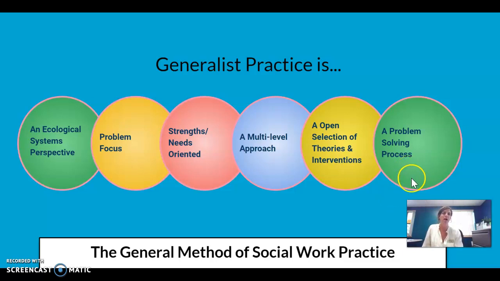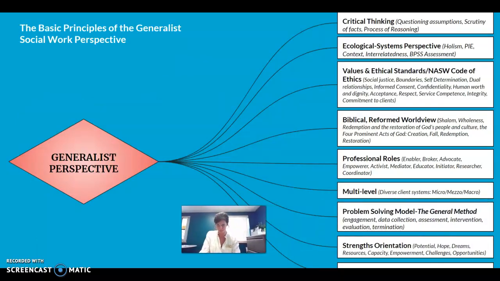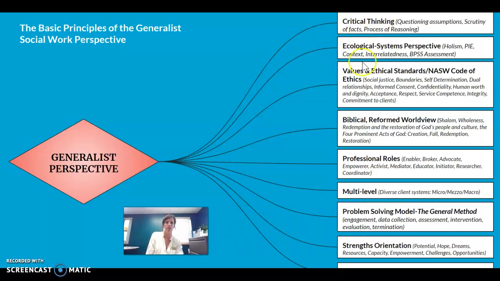The 6 stages is a problem-solving process. So we're looking at problems to address, and we're figuring out how to utilize the client's strengths, motivation, all those fun things to help solve a problem. The next slide I like to call my squid. This breaks down a little bit more of the principles of the generalist social work perspective.